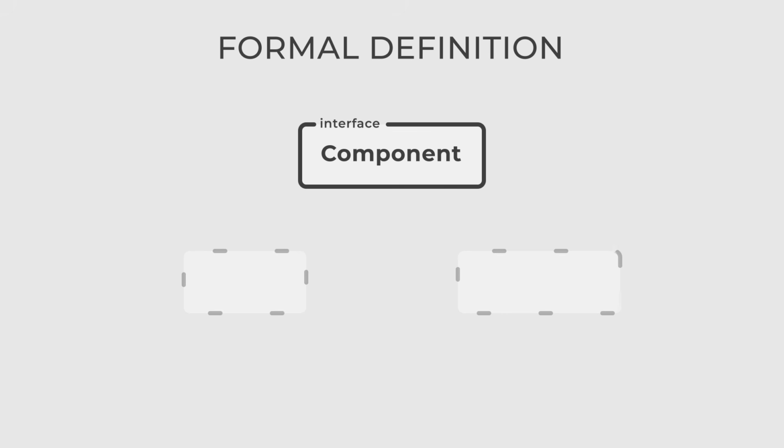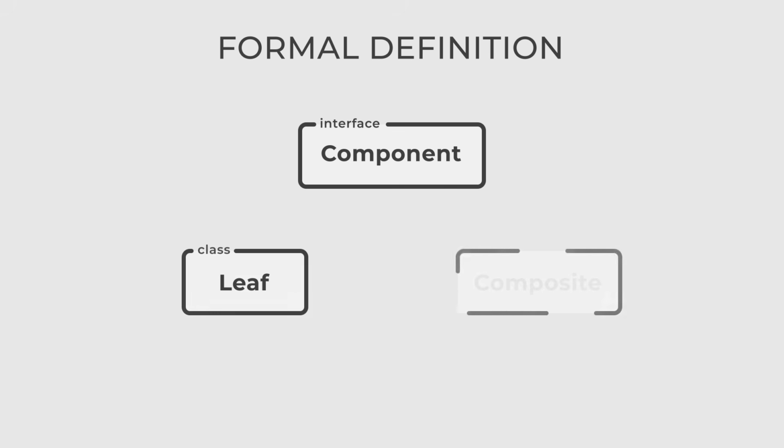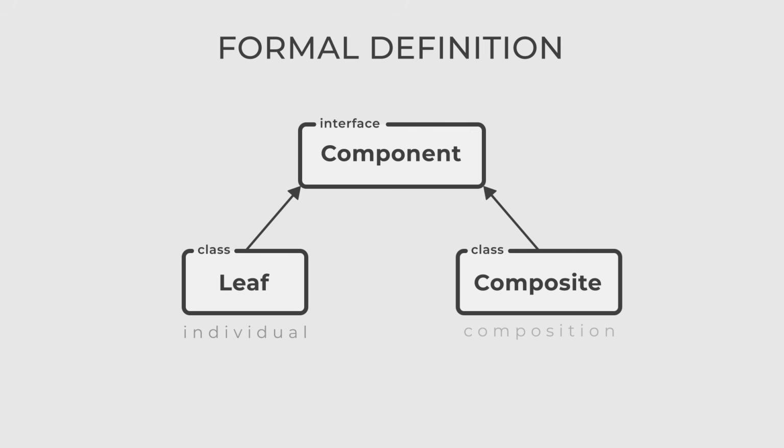There are three actors in this design pattern. The first one, component, defines a common interface for leaves and composite nodes. Leaf and composite are classes that both implement the component interface. But the first one represents the individual object in the composition, while the second represents the composition itself and contains a set of child components.